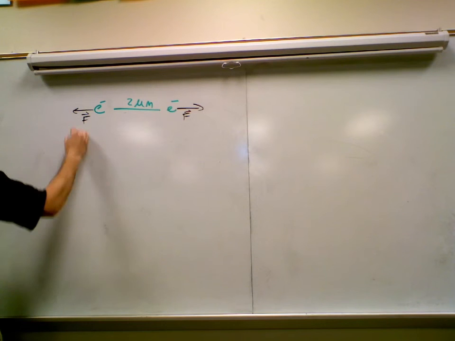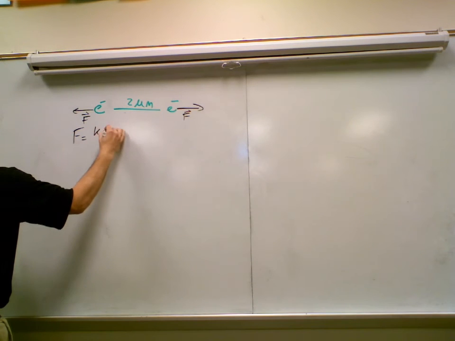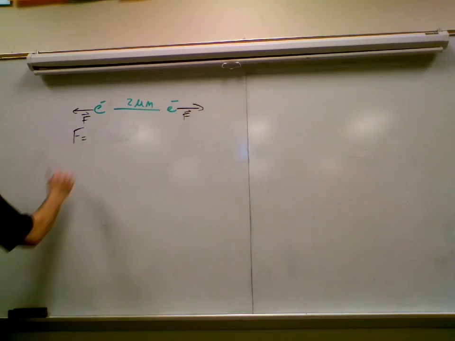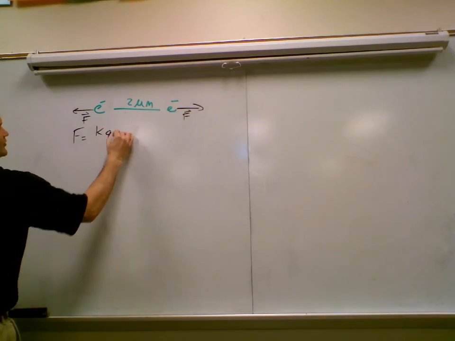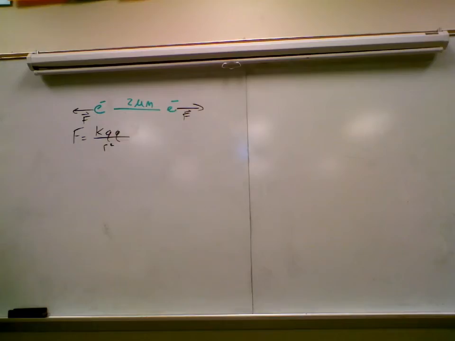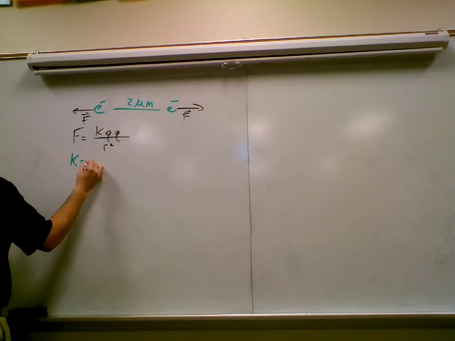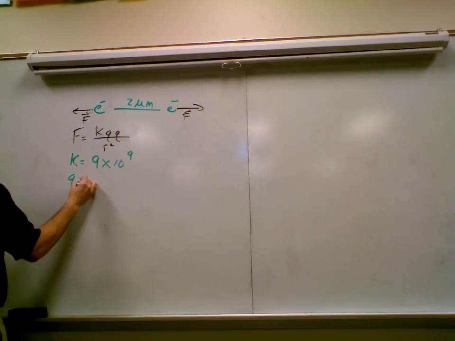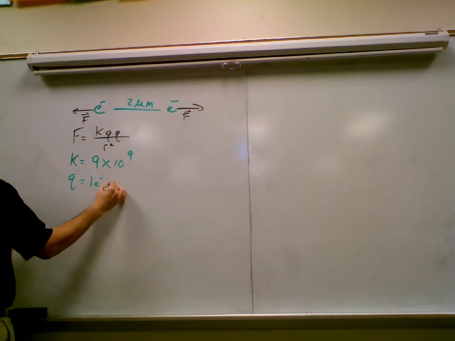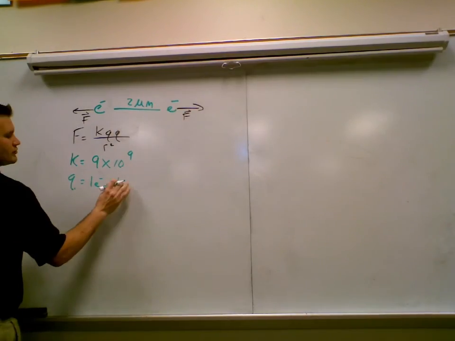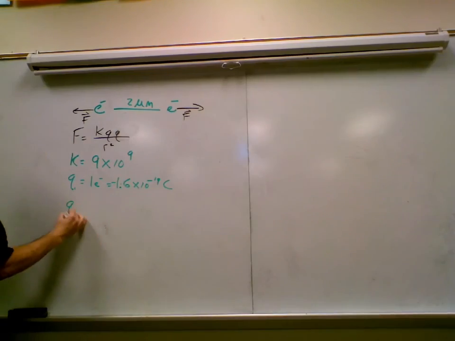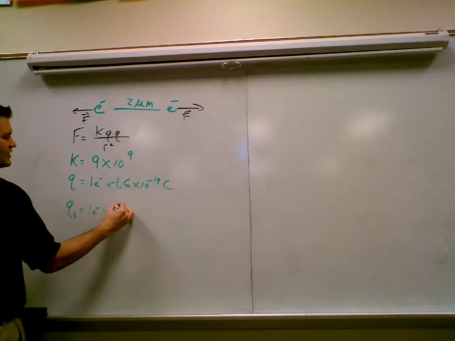All right, now, the equation we're using is Coulomb's law. F equals K Q1 Q2 over r squared. Now, what's K? Constant. Good, it's always 9 times 10 to the 9th. What's Q1? Negative 1.6 times 10 to the negative 19. Good. It's one electron, so it's negative 1.6 times 10 to the negative 19 coulombs. Q2 is the same.